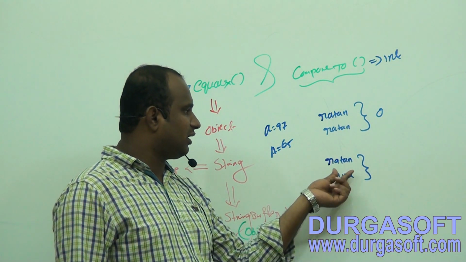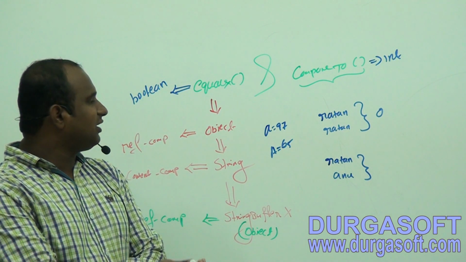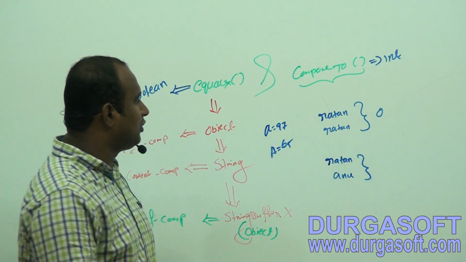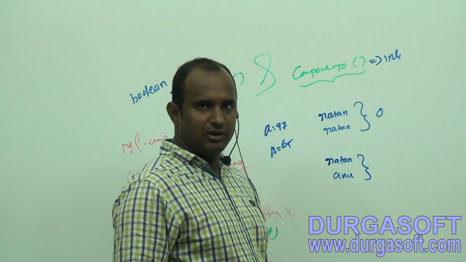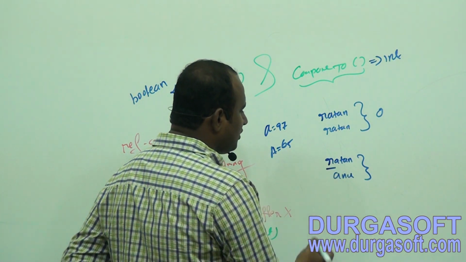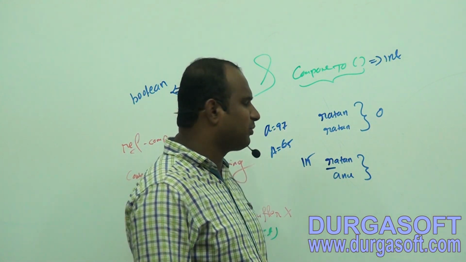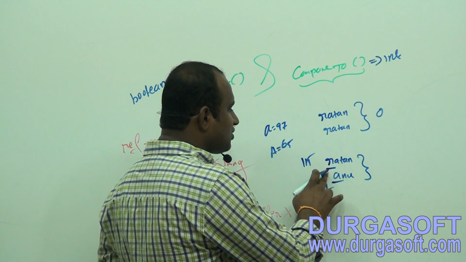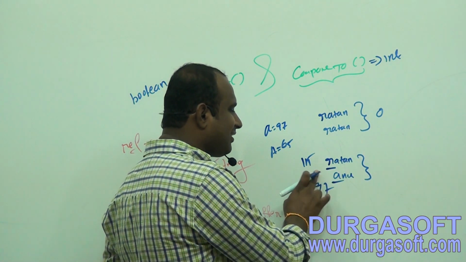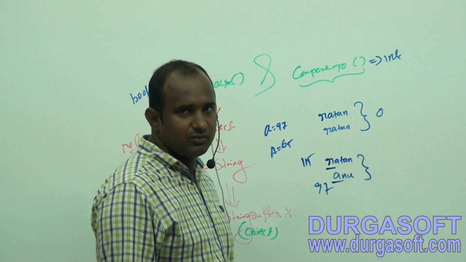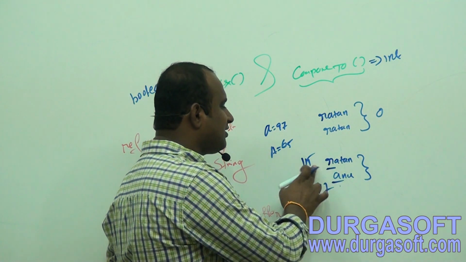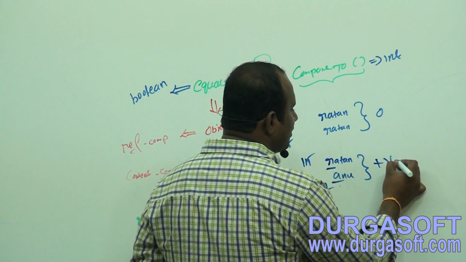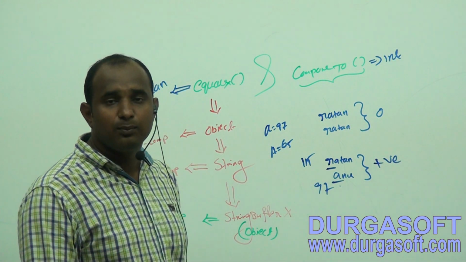If the two strings are not equal, Ratan and Anu, it returns either a positive value or a negative value. When does it return positive and when negative? The Unicode value of small r is approximately 115, and for small a it is 97. The first string's first character Unicode value is bigger than the second string's, obviously. If it is bigger, it returns a positive value.